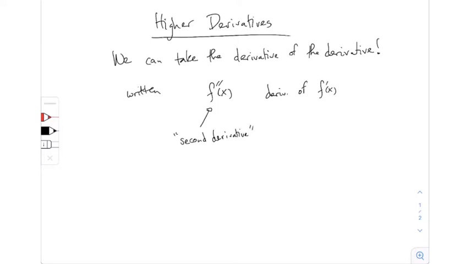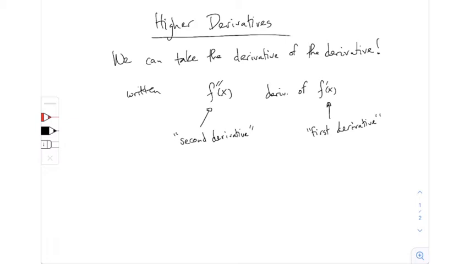And if you want to distinguish this from the other one, when you're talking about higher derivatives, this is referred to as the first derivative, also known as just the derivative. But all the derivatives we've ever done have been the first derivative. You just take the derivative of a function. You can take the derivative again, and you get the second derivative.